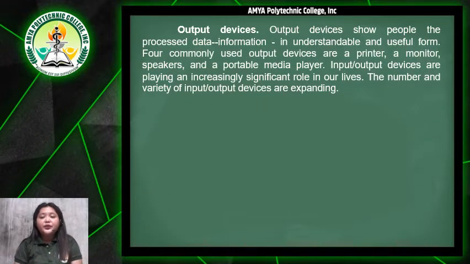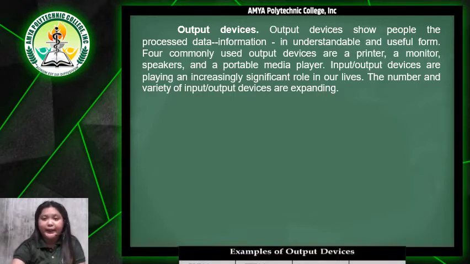So output devices is the second one. So this shows people the process data information in understandable and useful form. So four commonly used output devices are a printer, a monitor, speakers, and a portable media player. So input and output devices are playing an increasingly significant role in our lives. So the number and variety of input or output devices are expanding.